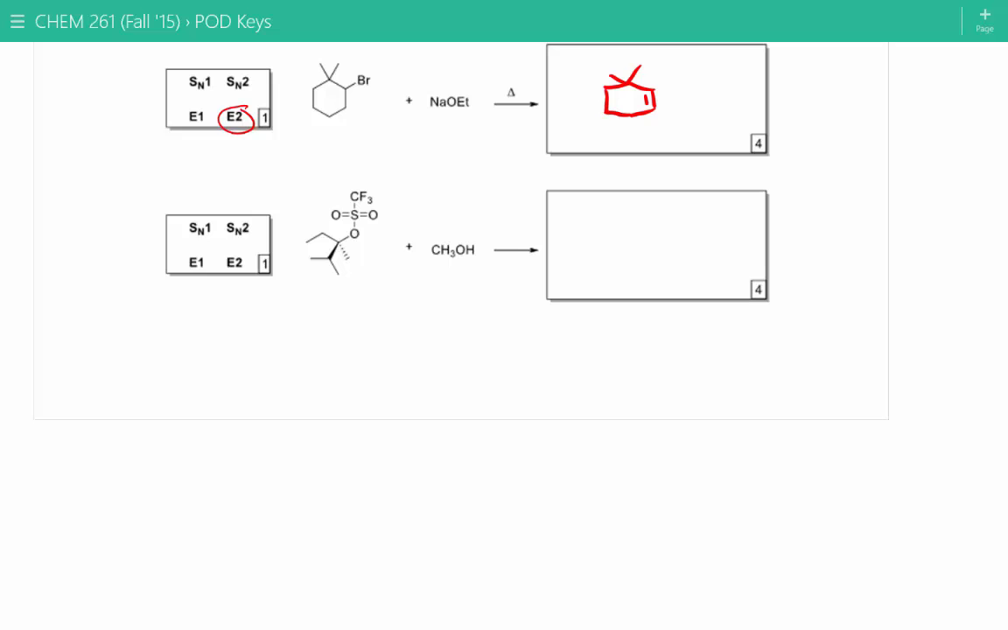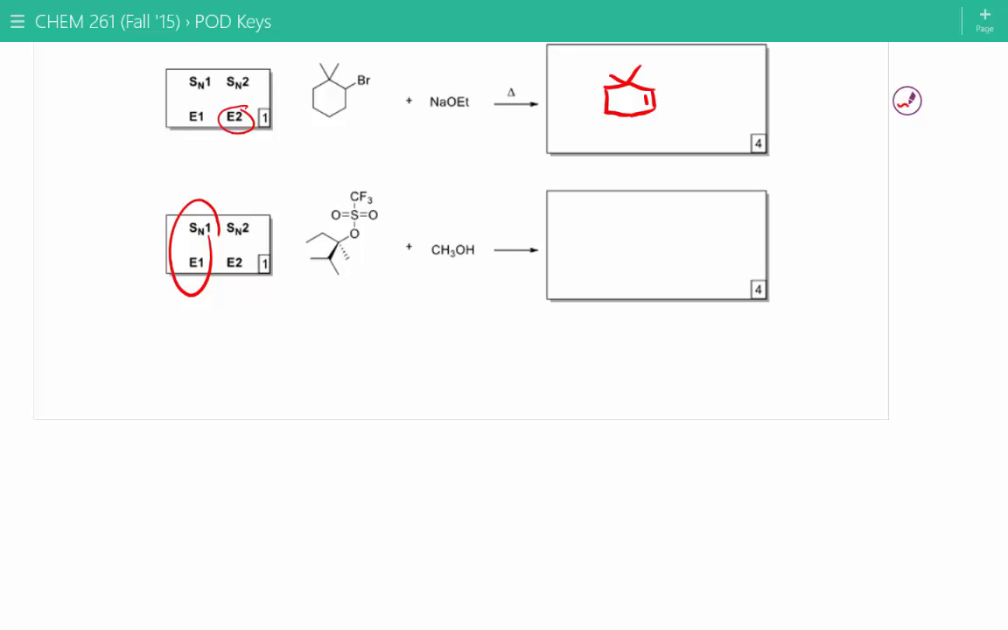Does this look like a good leaving group? Yeah, it looks like a good leaving group. We've got a tertiary carbon, and we've got a weak nucleophile, weak base. What does this typically favor? Mix of SN1 and E1. Yeah, mix of SN1 and E1. I didn't give you heat, so you really can't say it's going to favor elimination over substitution. It's just going to end up in a mixture.